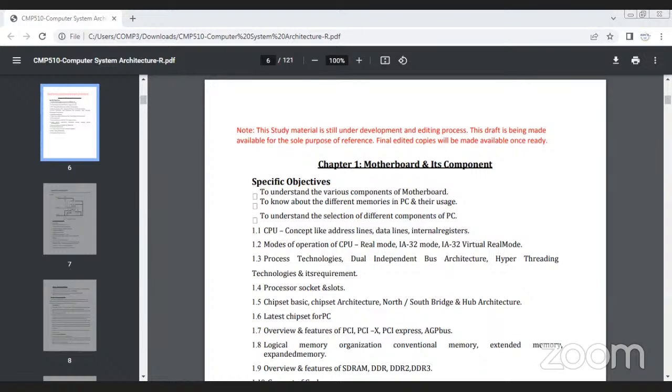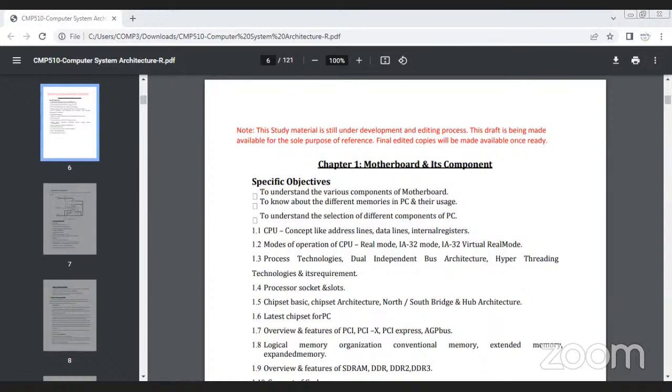U means universal, S means serial, and B means bus. Universal serial bus. The USB port is used for connecting devices to the computer system. There are various types of devices that are connected with the USB port, like keyboard, mouse, camera, scanner, printer, and other devices.